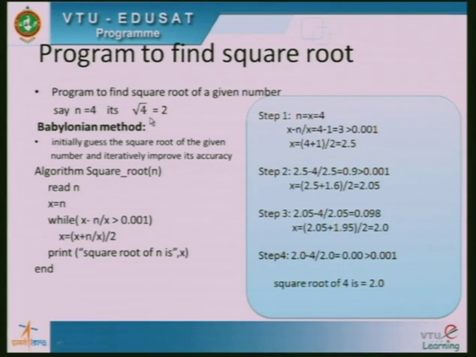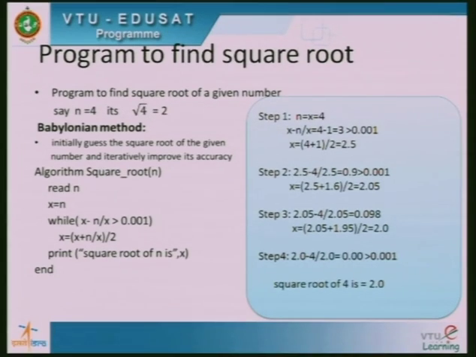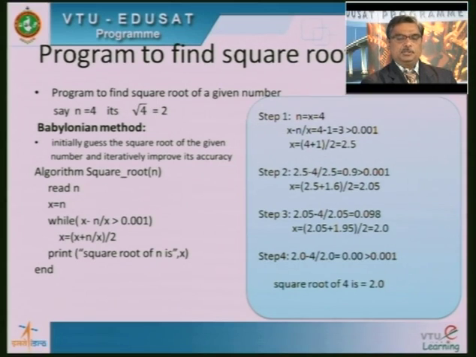So is it possible to develop a program? If I give the value 4, it should give the result 2. That is, you should calculate it. There is a simple method given by the Babylonian method, which can be used to calculate the square root of a number. How does it work? Let us initially guess the square root of the given number and iterate to improve its accuracy until the required accuracy is obtained. So this is the method which is proposed.